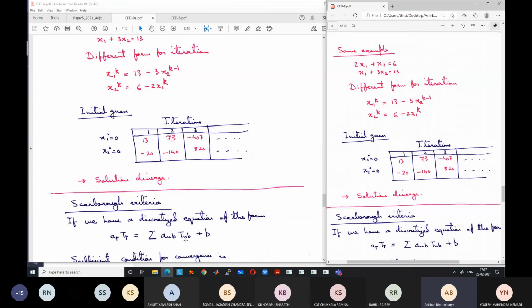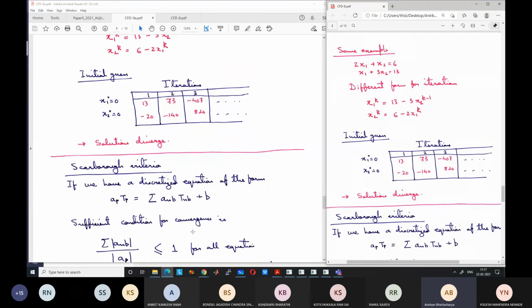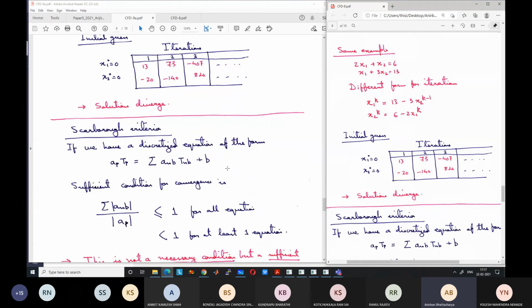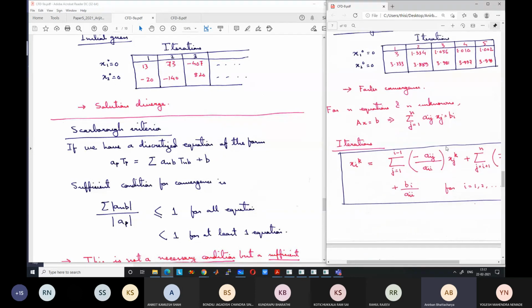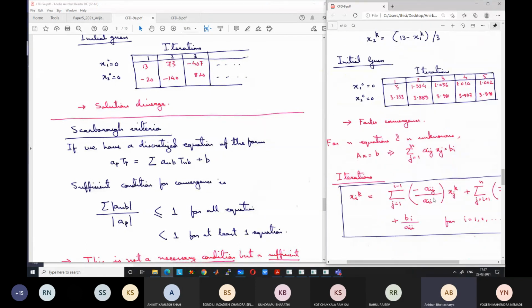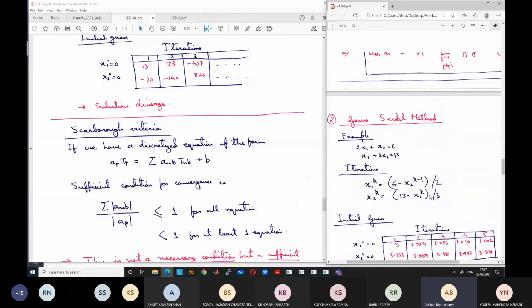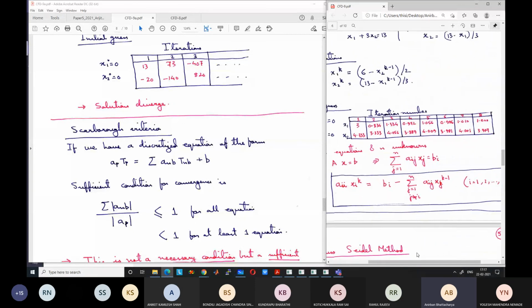If we have more unknowns, we will have more terms: A1 T1, A2 T2, A3 T3 like this. So in general, we will have an equation APTP is equal to summation A_nb T_nb plus B. You can see the same equation in this form: a_ii x_i is equal to b_i minus summation over j from 1 to n of a_ij x_j. Here AP is a_ii, TP is this unknown, B is this b_i, and the summation A_nb T_nb is this term, all the neighboring values.